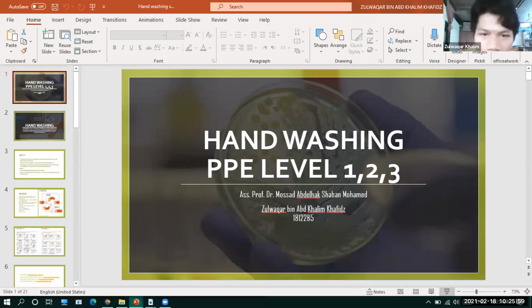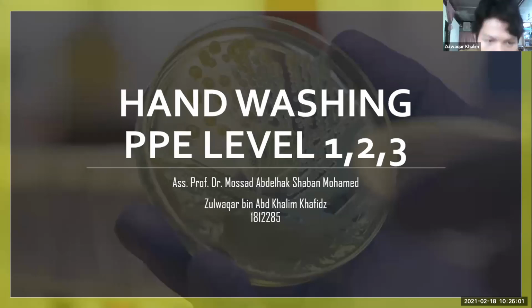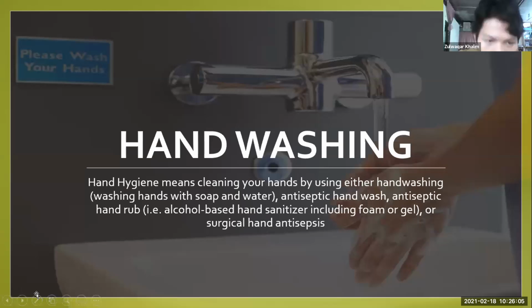Okay, what is hand washing? Basically, hand washing is a hygiene practice, which means we clean our hands by using hand wash with soap and water, or we can do an alternative by using antiseptic or hand rub. And it's important to clean our hands.